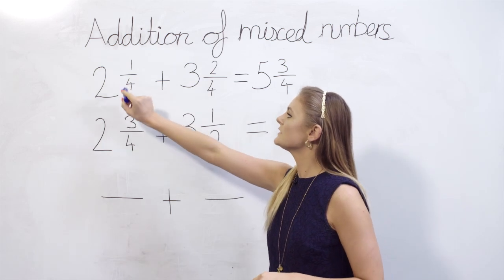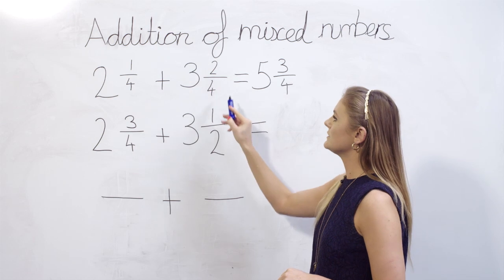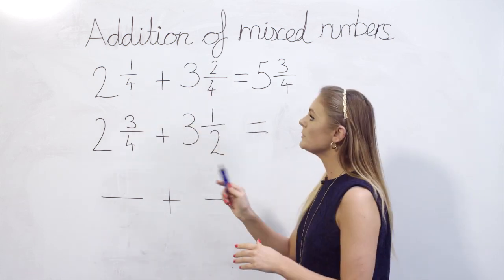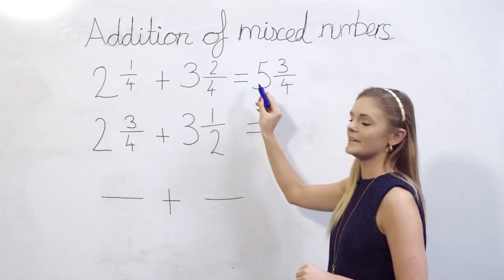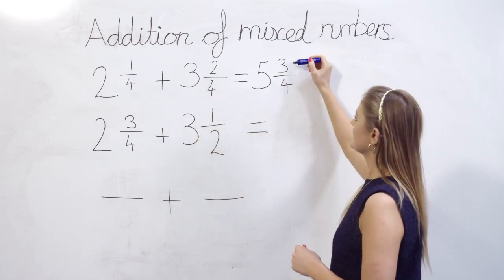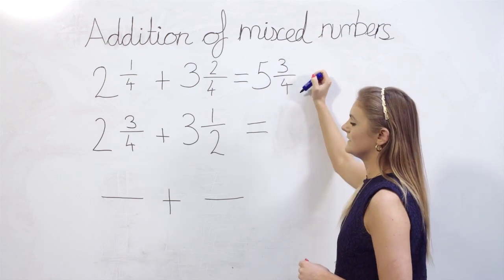Here we've got 2 1/4 and we've got 3 2/4. Because the fraction part denominators are the same, all we need to do is first add the whole numbers to give us 5, and then just add the numerators of the fraction parts to give us 3. So we're left with 5 3/4.